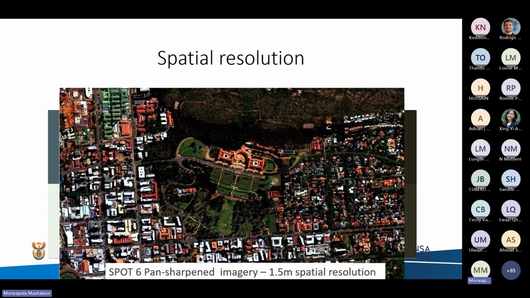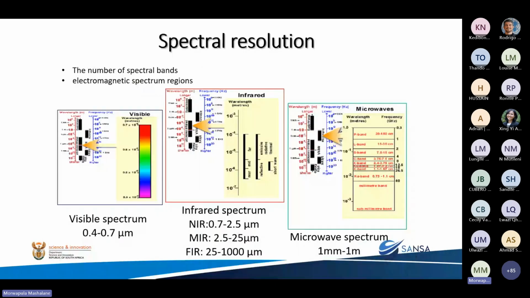And then if you zoom further using a finer spatial resolution, this one is an example of Spot 6, which is 1.5 meters. You are now able to start visualizing individual structures, vegetation, and you can even tell some of the buildings if you know the area.